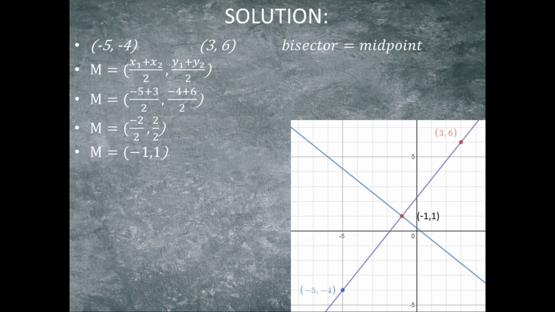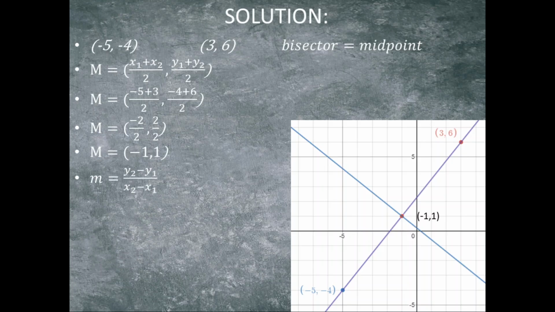Next, if we are to find the equation of the perpendicular bisector, we need to know the gradient of this perpendicular bisector. But to find the gradient of this perpendicular bisector, we would need 2 points, 2 coordinates, but we don't have that. But since we know that it is perpendicular to the purple line here, if we can find the gradient of the purple line, then we can use the properties of perpendicular lines to find the gradient of the blue line. So let's find the gradient of the purple line.